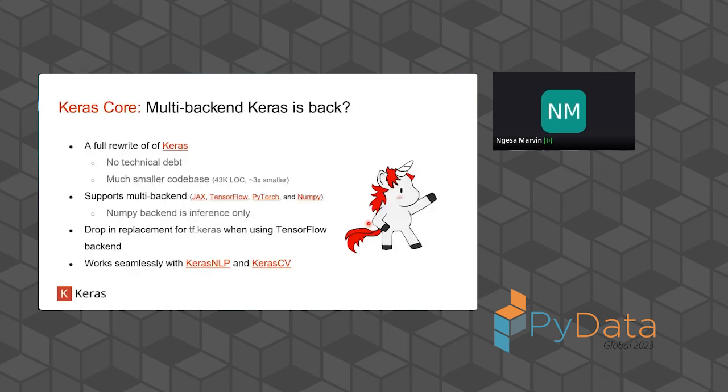You can even use NumPy. But the difference between NumPy and the three is that JAX, TensorFlow, and PyTorch can do automatic differentiation, while NumPy can't do automatic differentiation. And that means that the only thing you can do with NumPy as a backend is inferencing only. And today you don't have to do tf.keras. You could just use from keras import all that if you were using other backends. And of course, this works seamlessly with the key verticals in deep learning, including Keras NLP and even Keras computer vision or Keras CV.